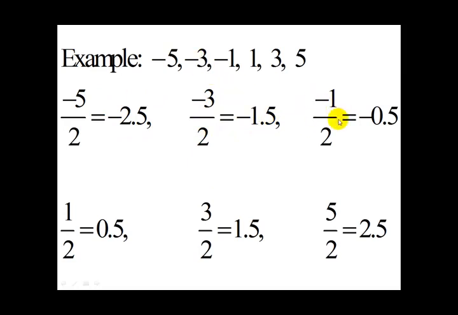Minus 1 divided by 2 equals minus 0.5. The answer is a decimal. It means that minus 1 is an odd number. Similarly, 1 divided by 2 equals 0.5, 3 divided by 2 equals 1.5, and 5 divided by 2 equals 2.5. The answers are all decimals, meaning that when we divide the numbers by 2, there is always a remainder. And that's why they are odd numbers. So odd numbers cannot be divided by 2 exactly.